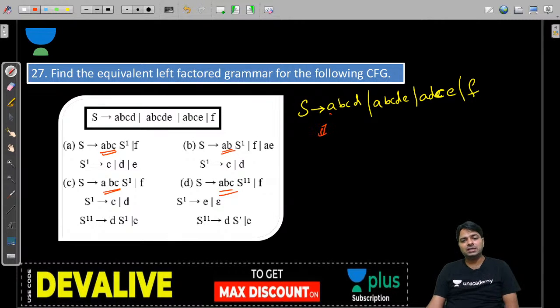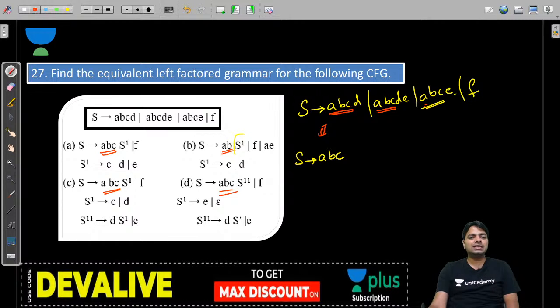I am choosing A, B, C as the common prefix first. Oh, it's A, D, C. Okay, I have written wrong. It is A, B, C, E. So I'm going to write A, B, C, and here I'm going to put X.